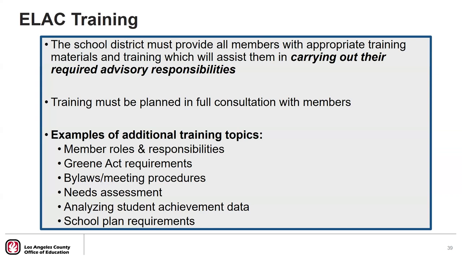And it's also important to think about and consider what the ELAC members might need to know to advise on programs and services for English learners and the school plan. So consider what foundational information would help ground them in their responsibilities and in understanding their advisory capacity. And lastly, training must be planned in full consultation with members. So it's important to work with the committee to determine their needs and to plan accordingly.